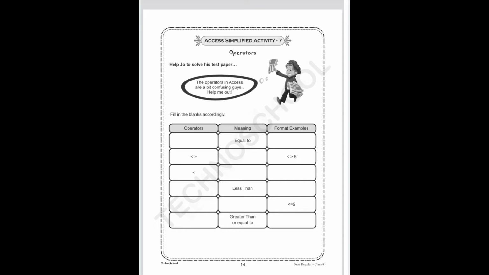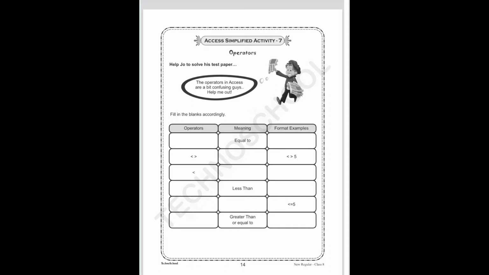Here they are given an operators column and a meaning column. We have to write an example for each operator. The first one, a simple exercise, is equal to. We have to write the equal to operator, and for example you can give a equal to b or a equal to 5, any value assigned to variables you can give here. First write the equal sign, and in the example section you have to give any example for the operator. This is the first column, first row answer.